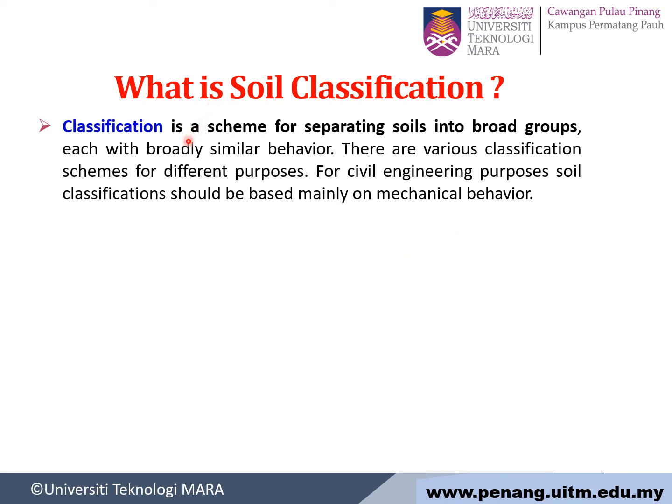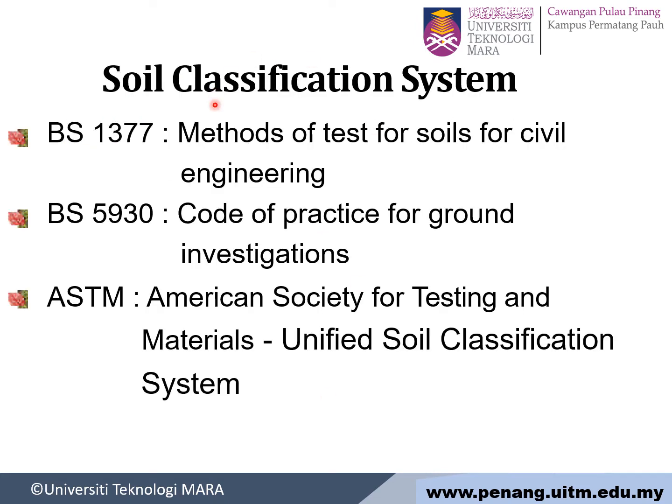What is soil classification? Classification is a scheme for separating soil into broad groups, each with broadly similar behavior. There are various classification schemes for different purposes. For civil engineering purposes, soil classification should be based mainly on mechanical behavior. For soil classification systems, we have three: BS 1377, Method of test for soil for civil engineering; BS 5930, Code of Practice for ground investigation; and ASTM, American Society for Testing and Materials, Unified Soil Classification System.